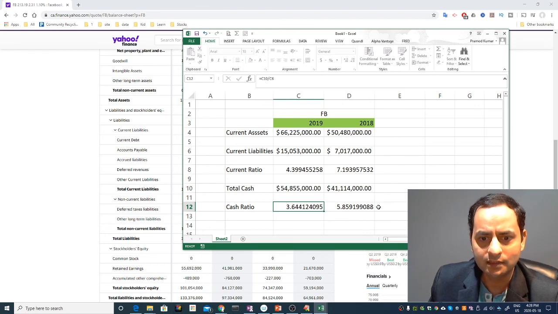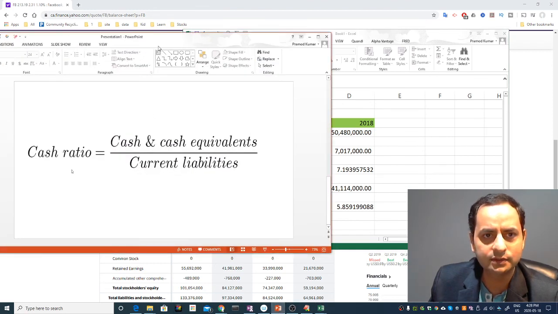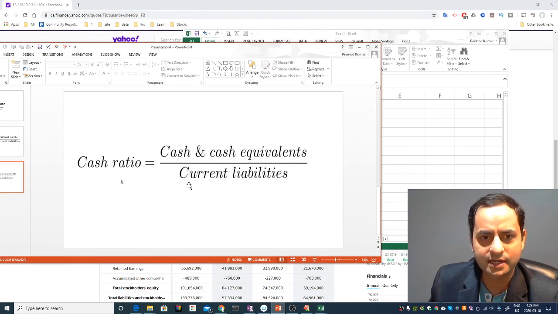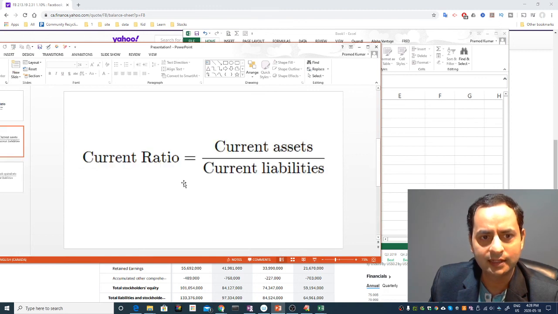Again, to show you this ratio, this is the cash and cash equivalents over current liabilities, and this is the current assets over current liabilities, the current ratio.